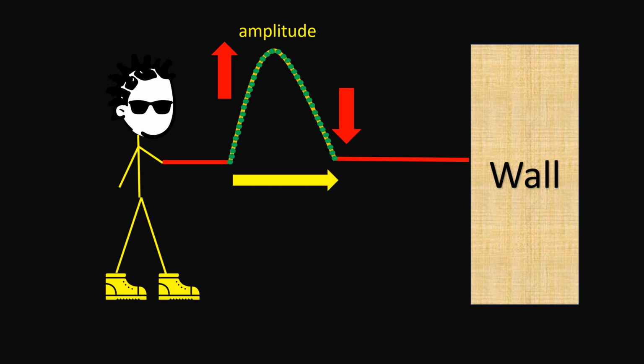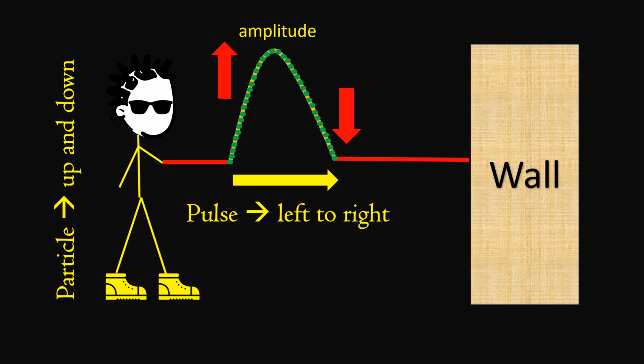It is fair then to conclude that the particle moves up, then down as the pulse moves from left to right. So we have seen two things. The pulse is moving from left to right. However, during this time, the particles of the string are moving up and down. This type of pulse, in which the particles of the medium move at right angles to the direction of motion of the pulse, are called transverse pulses.